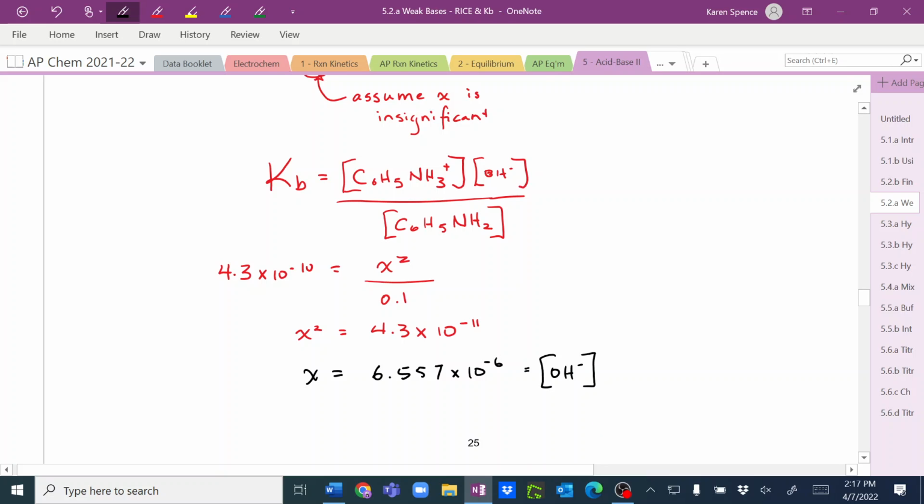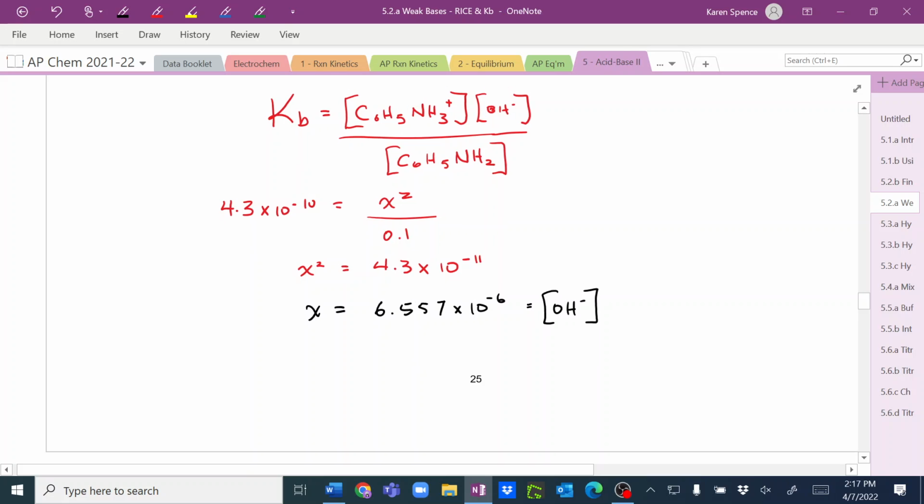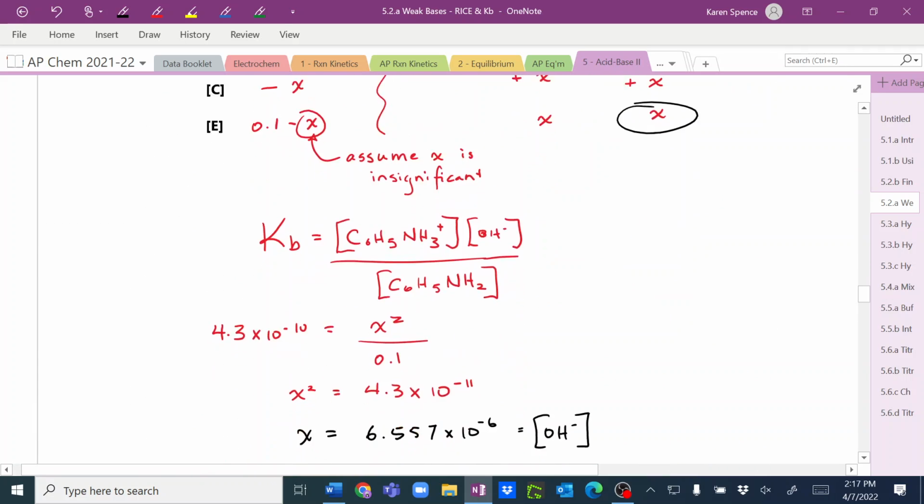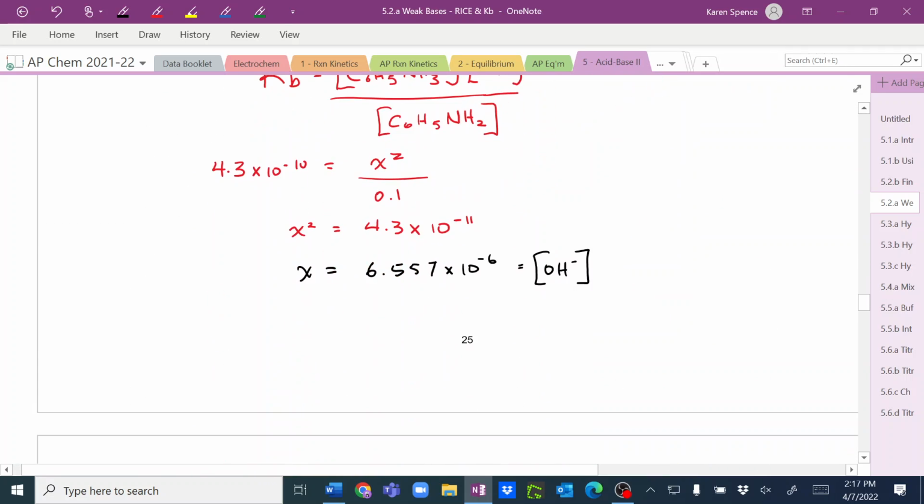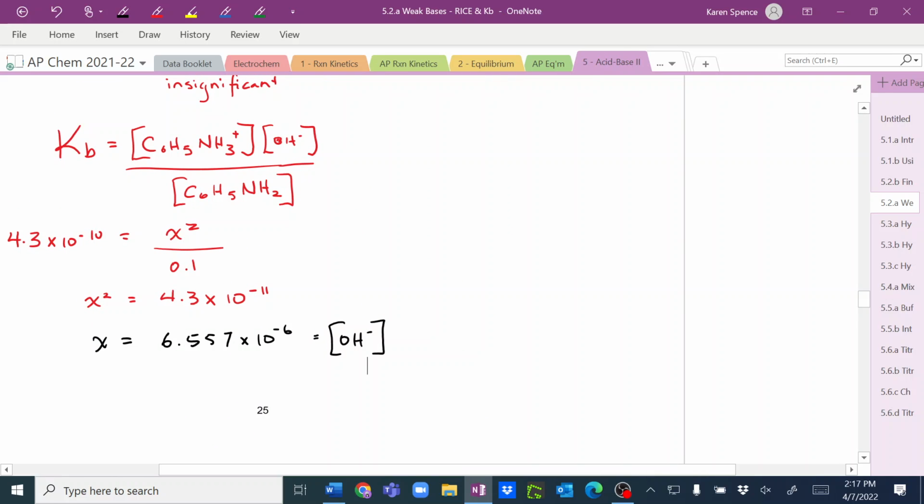Please tell me 2 ways to go from hydroxide to pH or hydrogen. Or no, never mind. We just wanted hydrogen, right? So we don't need to do 2 ways. There's only 1 way. So if we want to know hydrogen, how do we do that? Tell your partner, how do you convert from hydroxide to hydrogen?